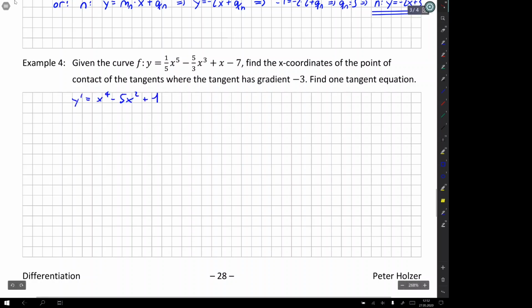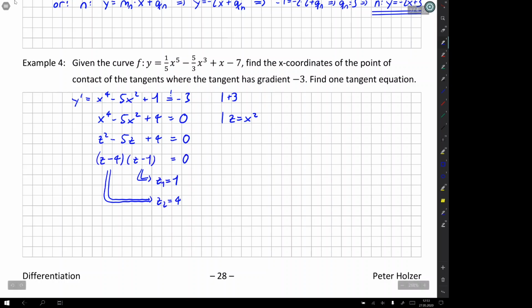We find the derivative of this polynomial here, and then we know we want this derivative to be equal to minus 3. So now we need to solve this equation. By adding 3, we put everything on one side, and now we should realize we have a biquadratic equation, or in other words, we can just do the substitution z equals x squared, and we get now a quadratic equation, z squared minus 5z plus 4 equals 0, which we can solve. We get this product, and so we get z1 is 1 and z2 is 4.